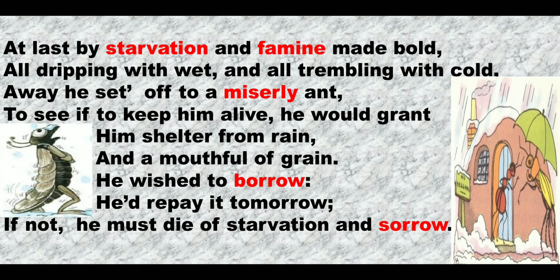At last by starvation and famine made bold, all dripping with wet and all trembling with cold, away he set off to a miserly ant, to see if to keep him alive he would grant him shelter from rain and a mouthful of grain. He wished to borrow, he would repay it tomorrow. If not, he must die of starvation and sorrow.